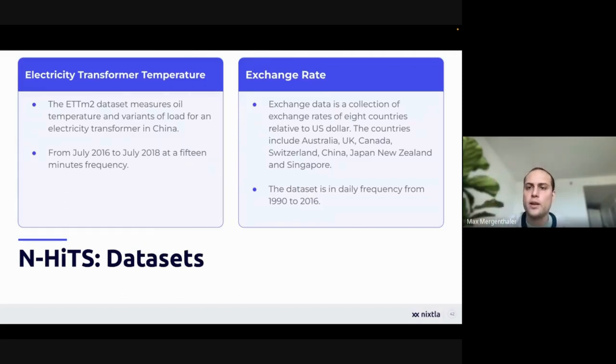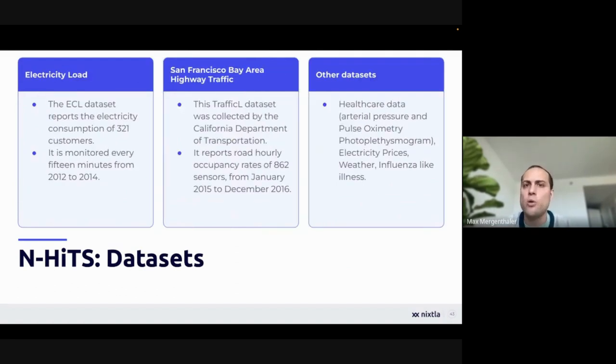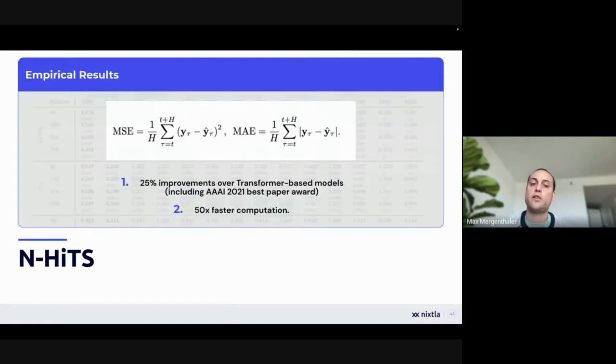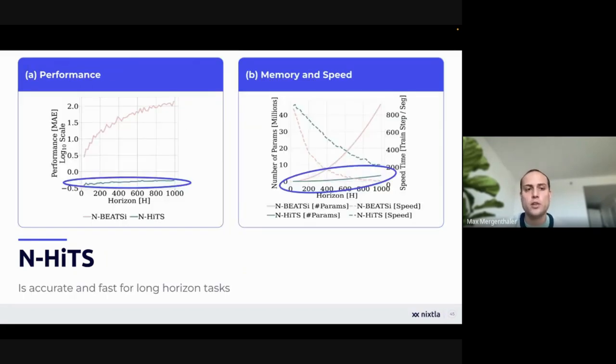We used different data sets of electricity transformer temperature, of exchange rates, electricity load, San Francisco Bay Area highway traffic, and other important data sets. And the results are that we saw 25% improvements in terms of accuracy over transformer-based models. And furthermore, we saw a lot of gains in computation, or if you want, a lot of gains in efficiency.